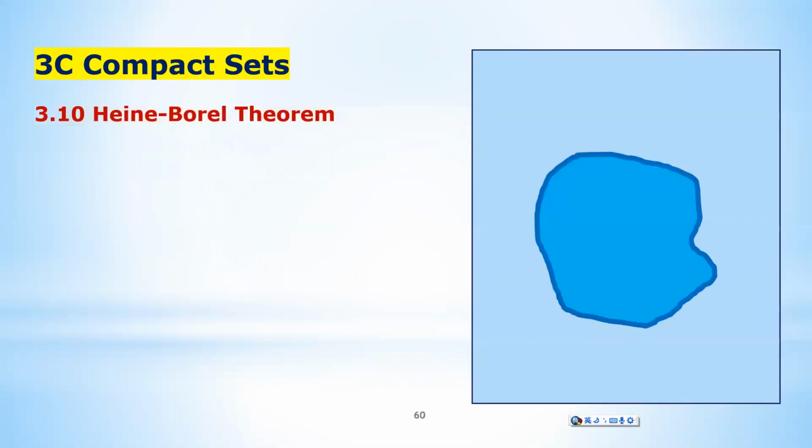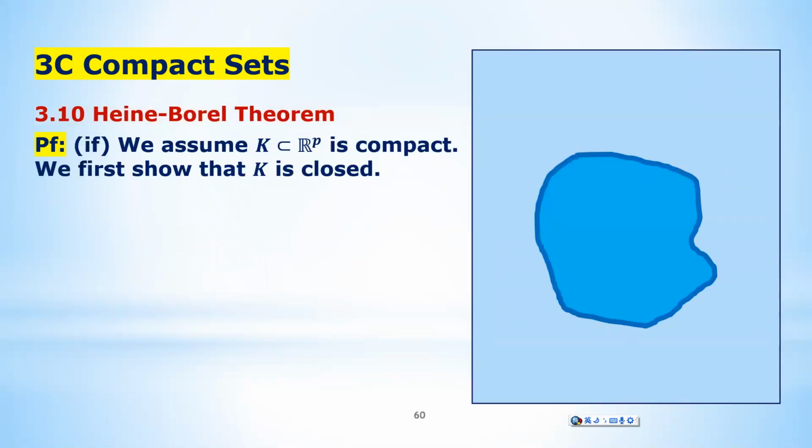Okay, so now let's see how we can prove it. First, let's prove the if side. Let's assume that K is compact. Then we're going to show that K is closed. Since we're assuming K is compact, there's a property associated with compact sets: every open covering must have a finite subcovering. So we're going to choose a special covering, and from it we'll be able to show that K has to be closed and bounded.